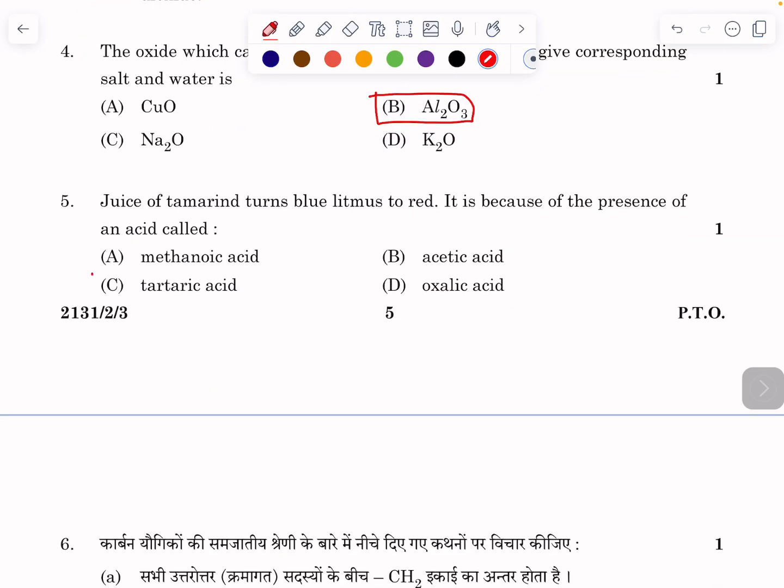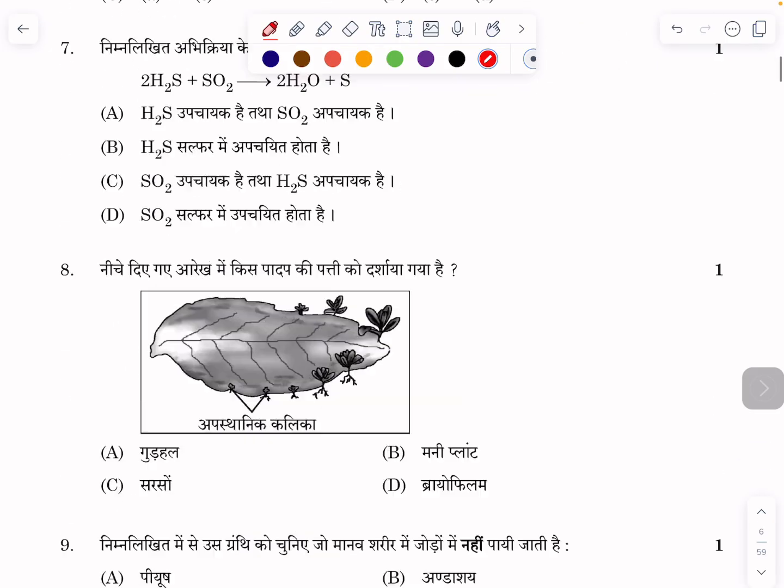Juice of tamarind turns blue litmus to red. It is because of the presence of an acid called methanoic acid, acetic acid, tartaric acid, or oxalic acid. The answer is tartaric acid. Tamarind contains tartaric acid.